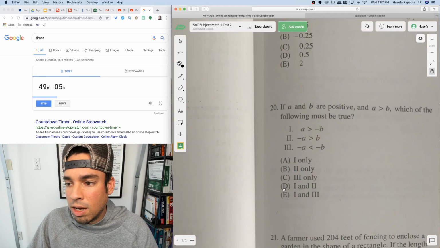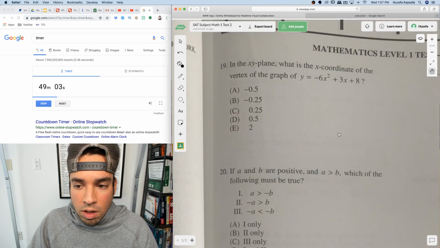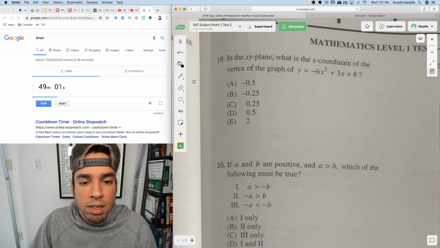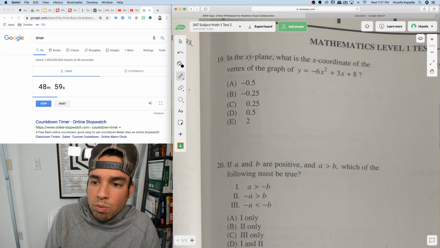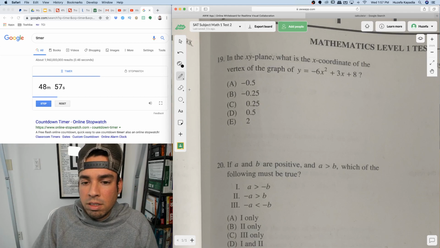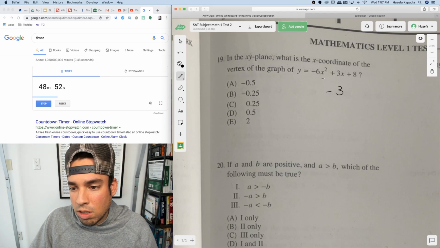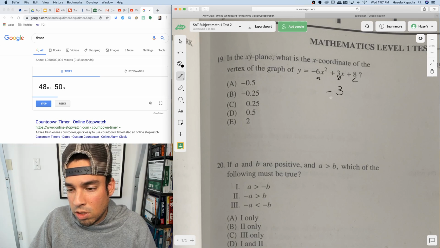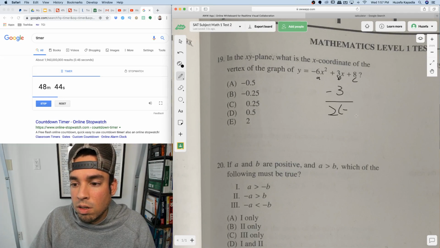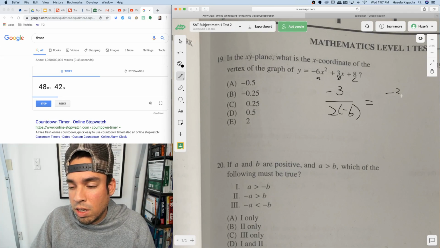Okay, 19. In the xy plane, what is the x-coordinate of the vertex of the graph? Okay, so we want the x-coordinate of the vertex. The fastest way to do this is negative b, which is 3. This is a, b, c. Vertex is negative b over 2a, which is 2 times negative 6. Oops, what am I doing? Which is negative 3 over negative 12, which is 0.25, positive.